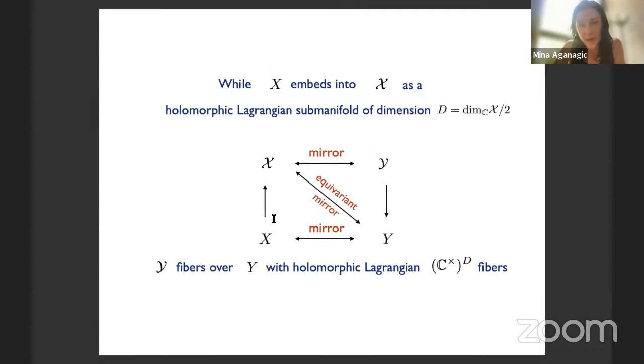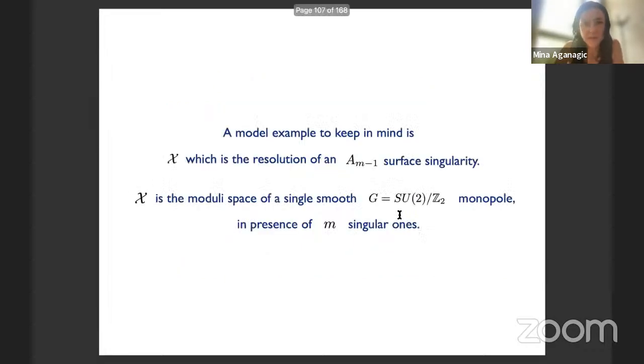So while the small X embeds into the big X as a holomorphic Lagrangian, the big Y fibers over the small Y with holomorphic Lagrangian C star fibers. A model example to keep in mind is the big X, which is the resolution of the A_{M-1} surface singularity. Such big X is a moduli space of a single smooth SO(3) monopole in the presence of M singular ones.